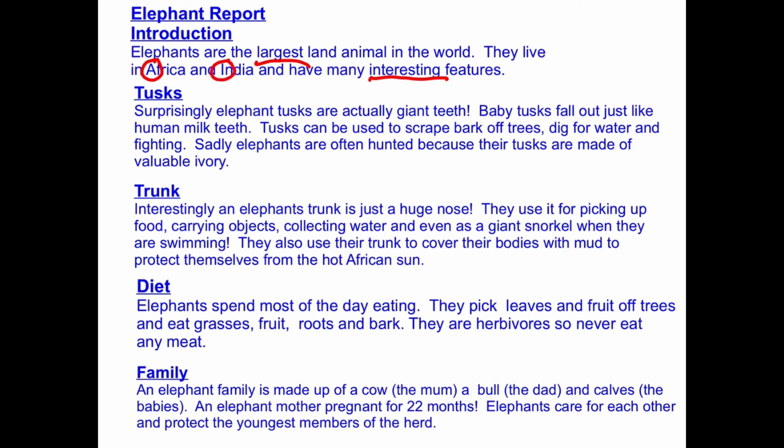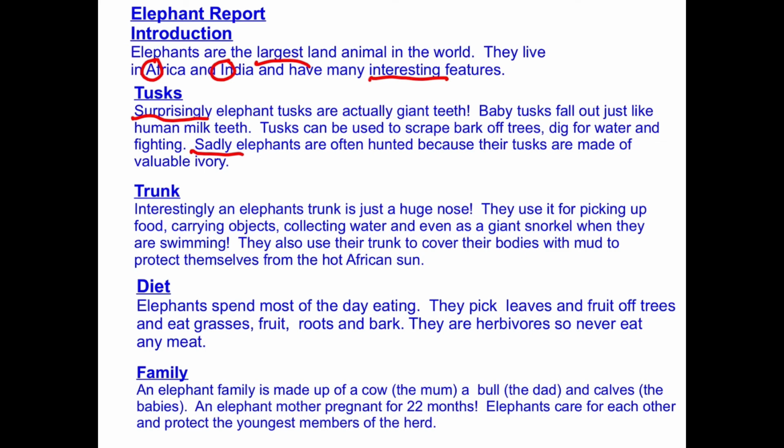Tusks. Surprisingly, elephant tusks are actually giant teeth. Baby tusks fall out just like human milk teeth. Tusks can be used to scrape bark off trees, dig for water and fighting. Sadly, elephants are often hunted because their tusks are made of valuable ivory. So I think that paragraph there has got everything in it. We've got an adverb opener there, we've got surprisingly, and we had sadly.